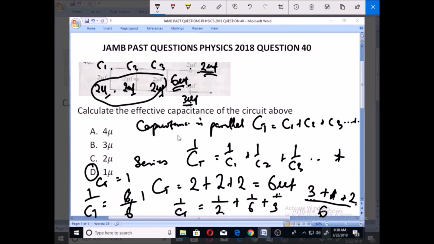So first of all, you have to understand the formula for capacitance in parallel, which is just normal addition, and that of series, which is addition of the reciprocals, where the total is also the reciprocal. That's 1 over CT. So D is the answer to this.